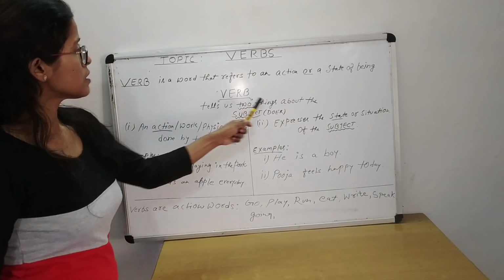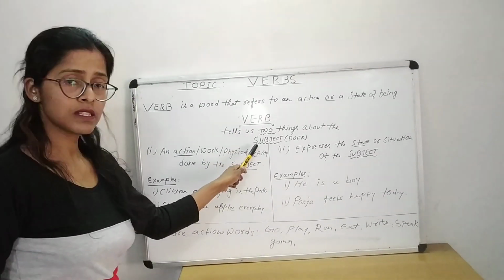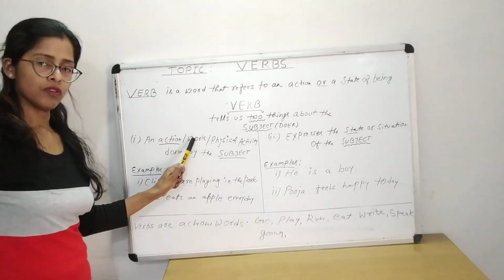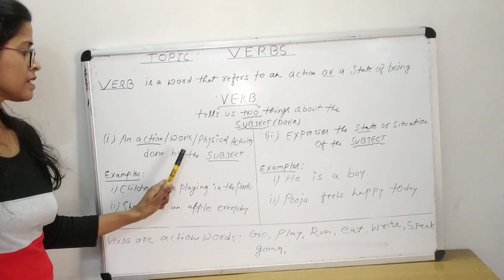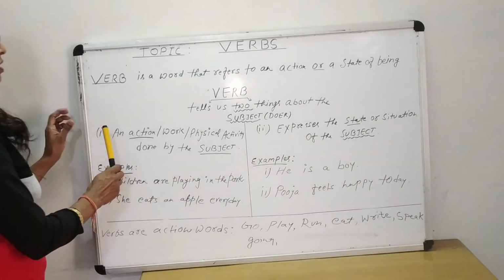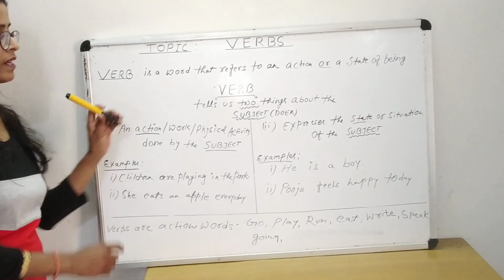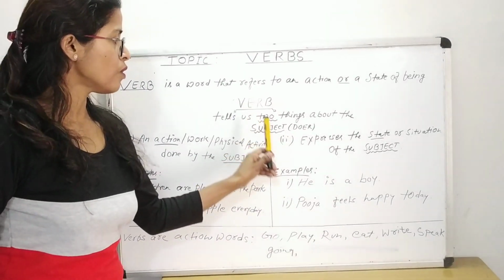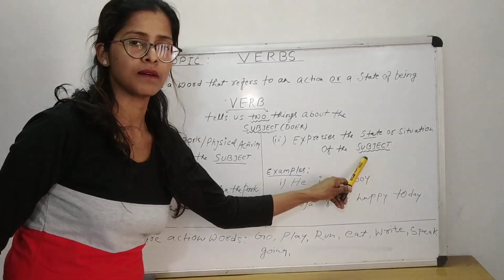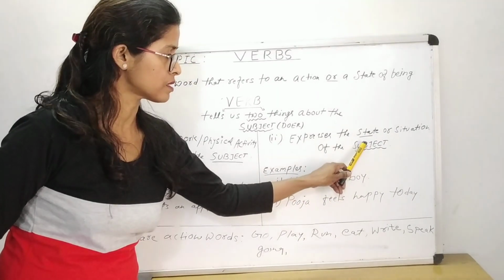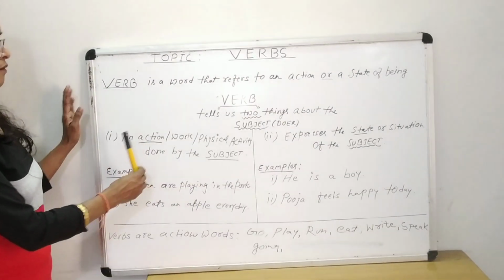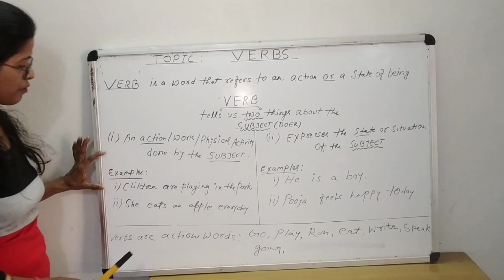So what are these two things that the verb talks about? Let's understand first. An action: any work or physical activity done by the subject or the doer. Fine? So this is the first aspect of a verb. Now look at the second one. A verb always expresses the state or situation of the subject. The subject is the doer, the person who is performing the action. Fine? Now, I would like to explain the concept with the help of examples.